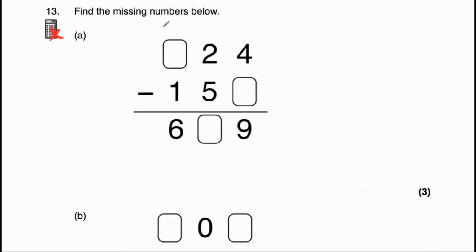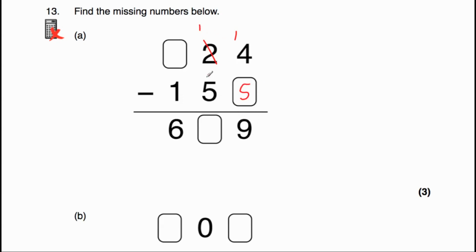So question number 13 says, find the missing numbers below. So we've got our subtractions and we've got our missing numbers. So we've got 4 take away something is equal to 9. Now as 9 is bigger than 4, we must have borrowed here. So that would be a 1 and that would be 14. 14 take away something is equal to 9. Well, that would be 5.